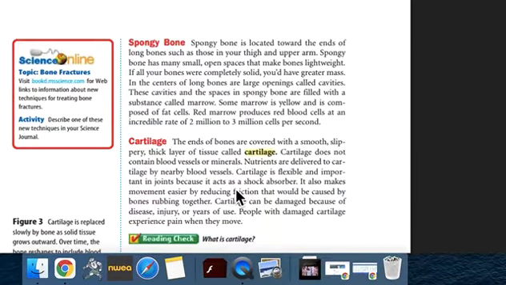Next page, spongy bone. That's fun to say, spongy bone. Spongy bone is located toward the end of the long bones, such as those in your thigh and upper arm. Spongy bone has many small spaces that make bones lightweight. If all your bones were completely solid, you would have greater mass.